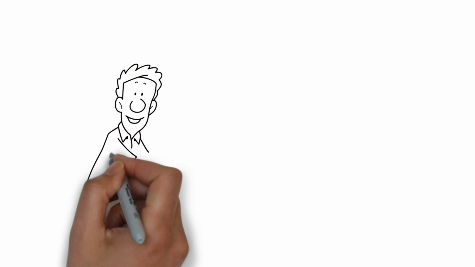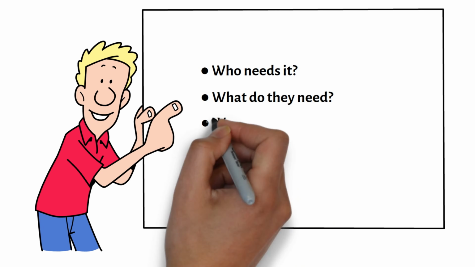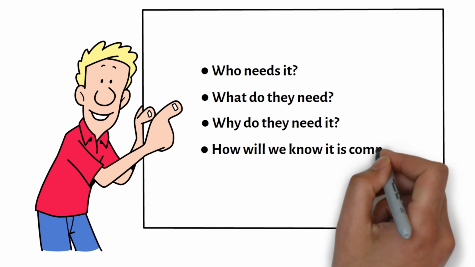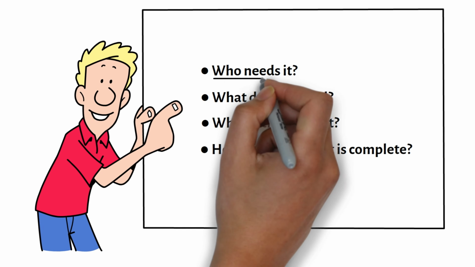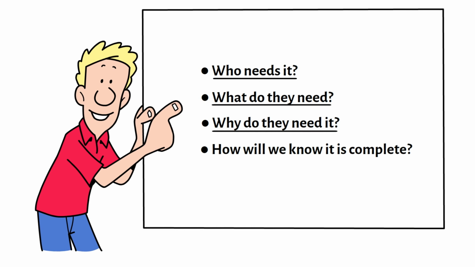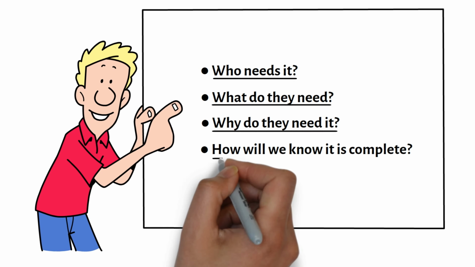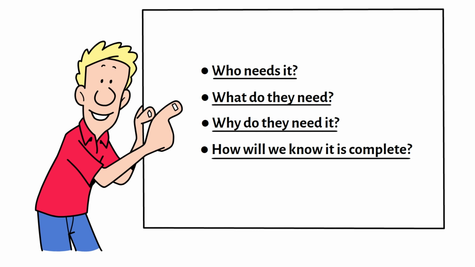A good user story should clearly answer four questions. Who needs it? What do they need? Why do they need it? How will we know it is complete? The first three questions are usually answered by the user story itself. The fourth question is answered by the acceptance criteria, which we will discuss shortly.